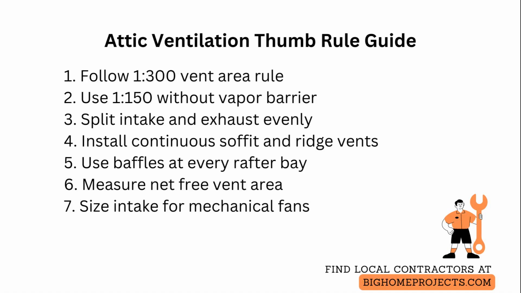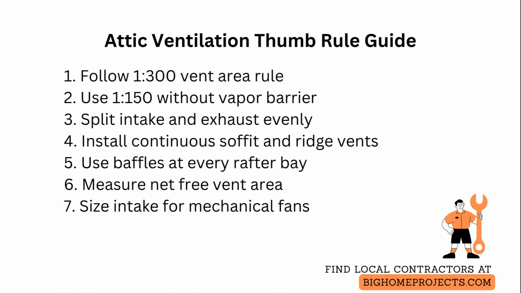net-free vent area for every 300 square feet of attic floor when you have a vapor barrier, and move to 1 to 150 when there is no vapor barrier or other specific conditions require more ventilation. Split that vent area roughly evenly between low intake vents at the soffits and high exhaust vents at the ridge or roof to promote continuous airflow from the eaves to the peak.